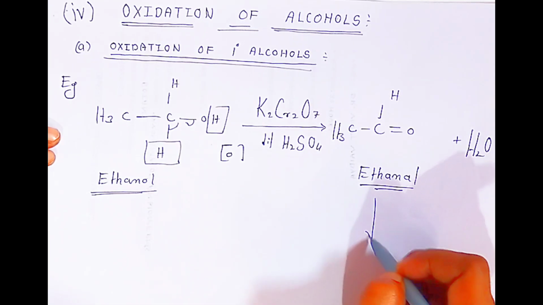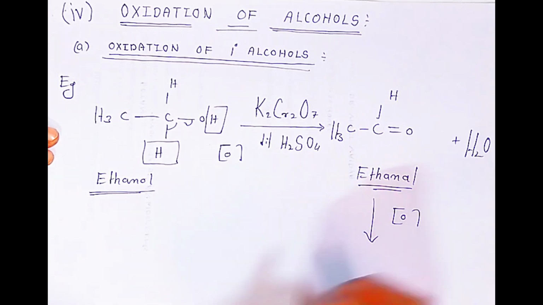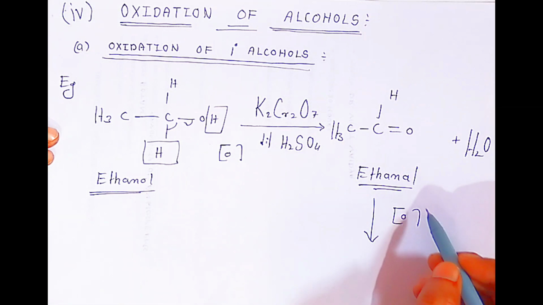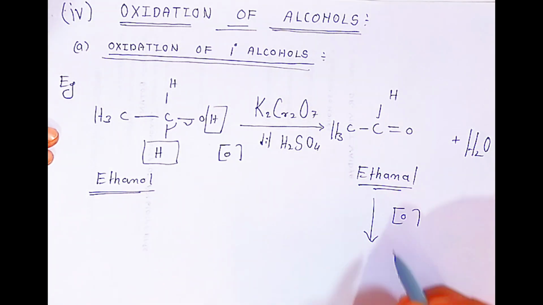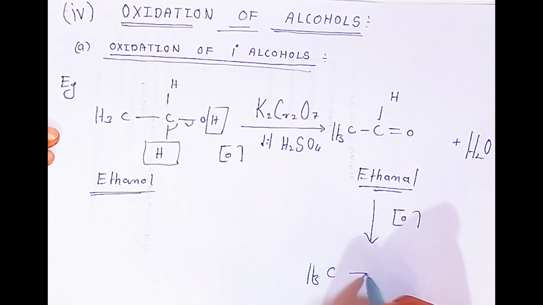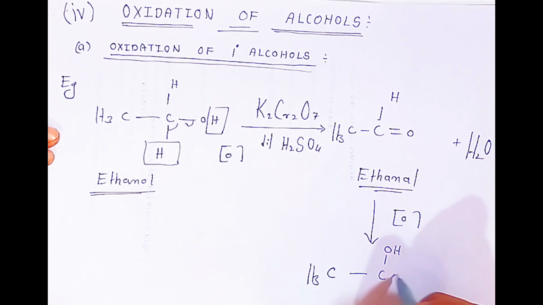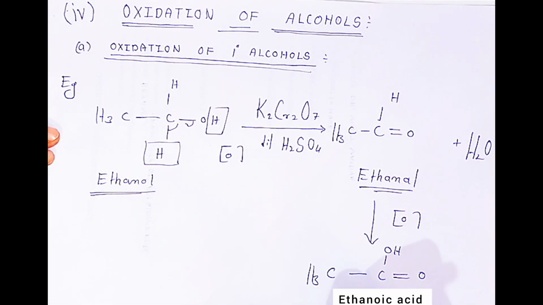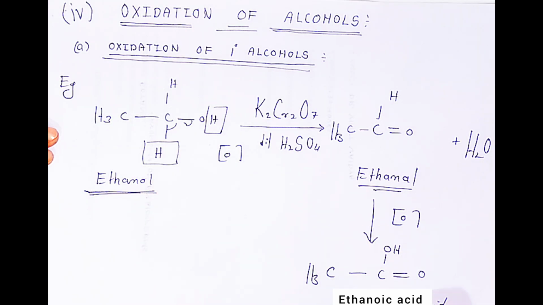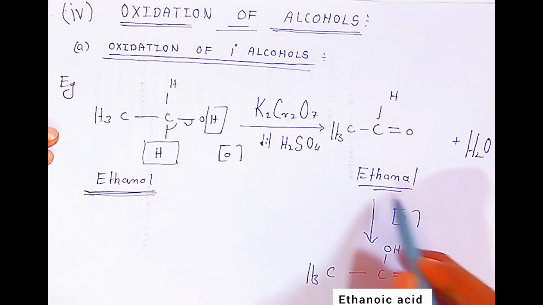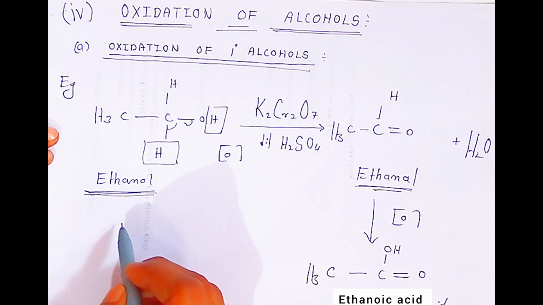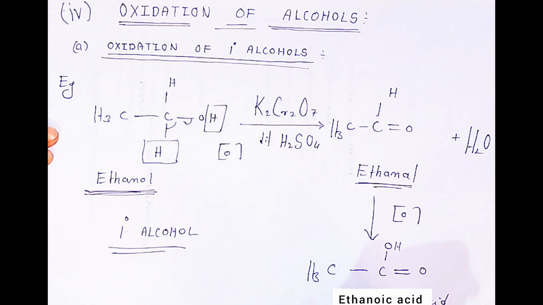If you do further oxidation, students, again using nascent oxygen, now again what happens, students, this oxygen will combine with this ethanal. Now there will be further oxidation, and you are getting ethanoic acid. CH3 will be as it is, and this oxygen will combine here to form OH, and so there is a formation of ethanoic acid. Understand, students? So ethanol on oxidation first converts into ethanal, and on further oxidation, students, it converts into ethanoic acid. So this way, students, you can convert a first degree alcohol into the corresponding carboxylic acid.